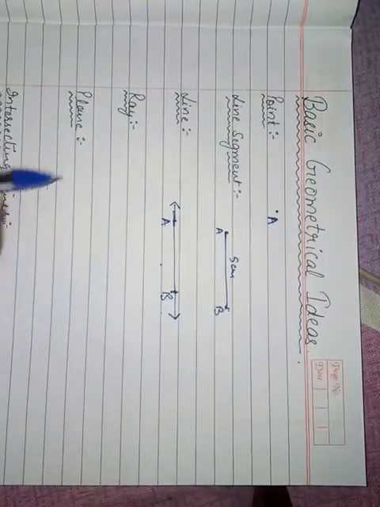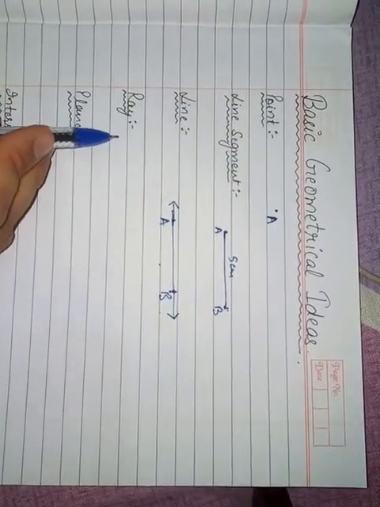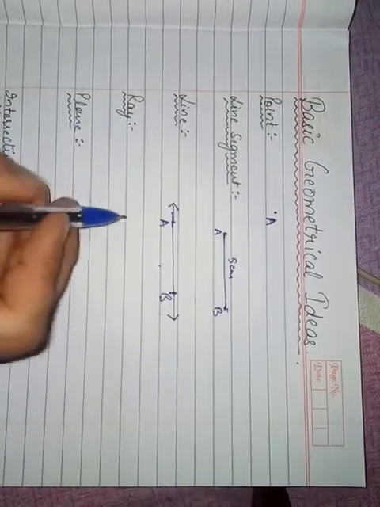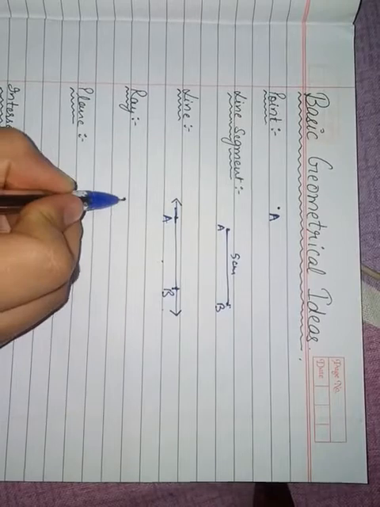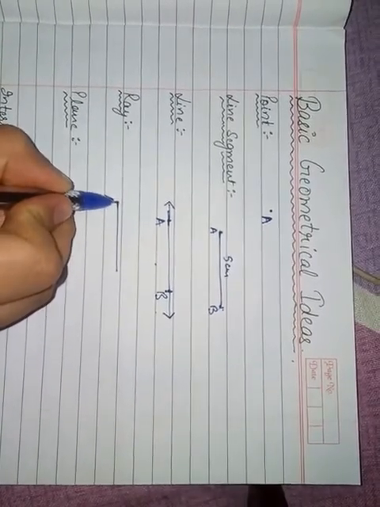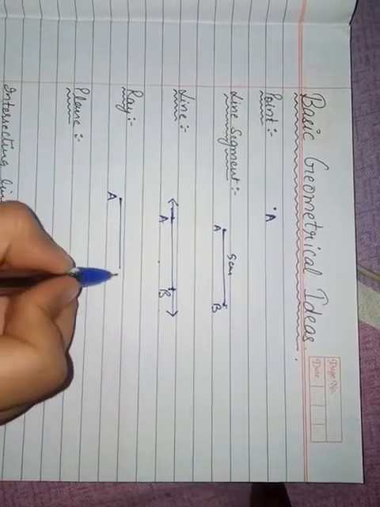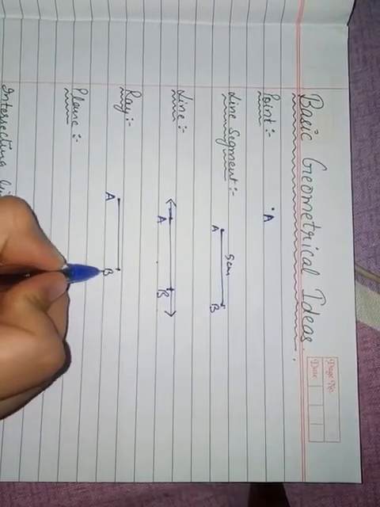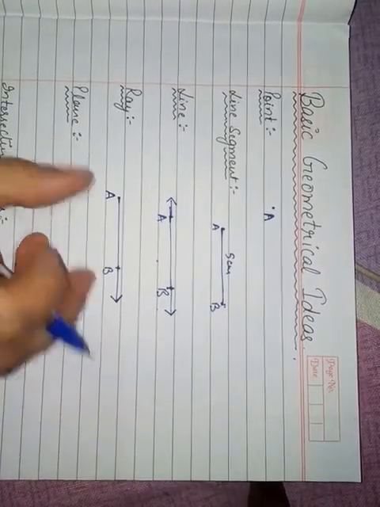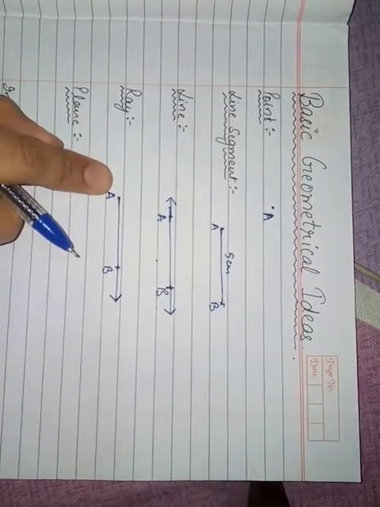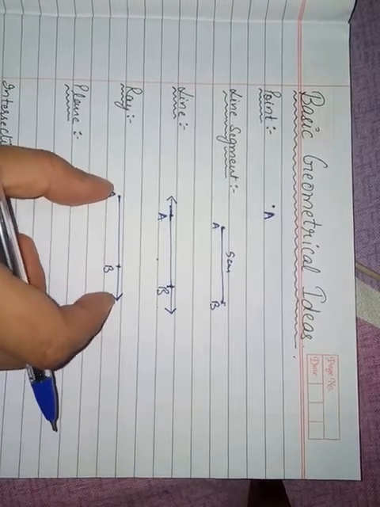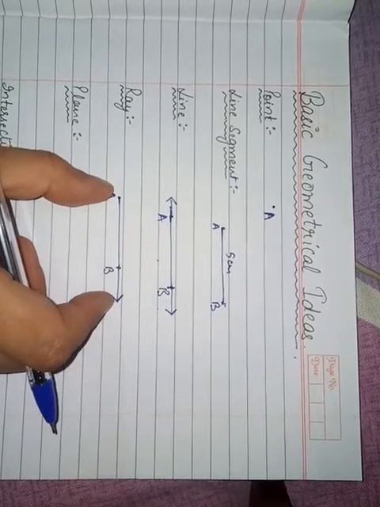Next is the ray. Now what is a ray? A ray has one fixed point like this. This point is fixed. That means this point cannot be extended in this direction, and one is the point B which can be extended in this direction. A ray has one fixed point. Okay, so length of ray cannot be measured.